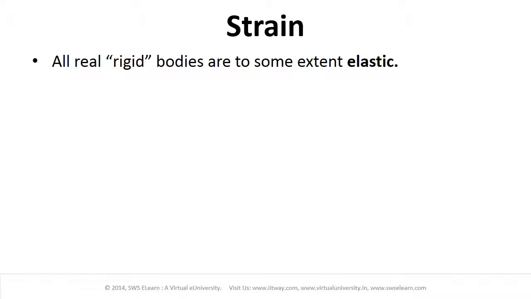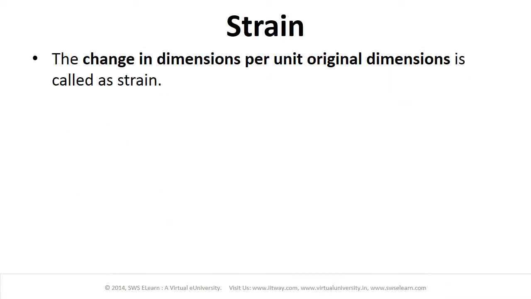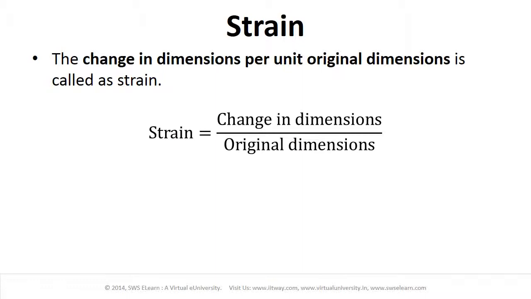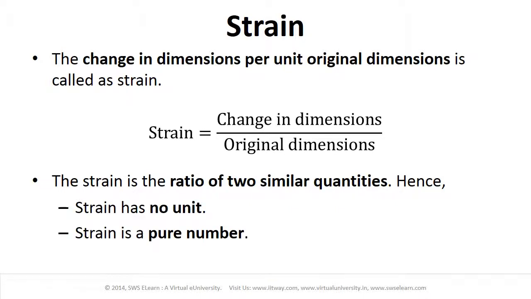Strain. All real rigid bodies are to some extent elastic. This means that we can change their dimensions, that is size and shape, slightly by pulling, pushing, twisting or compressing them. The change in dimensions per unit original dimensions is called as strain. In equation form, it can be written as strain equal to change in dimensions upon original dimensions. The strain is the ratio of two similar quantities. Hence, strain has no unit. Strain is a pure number.